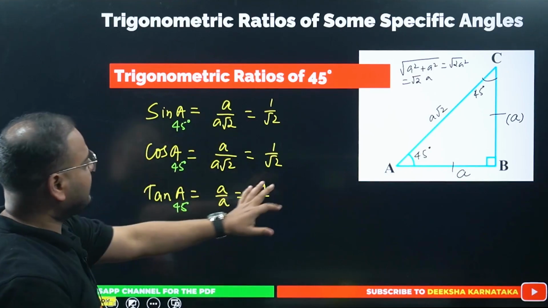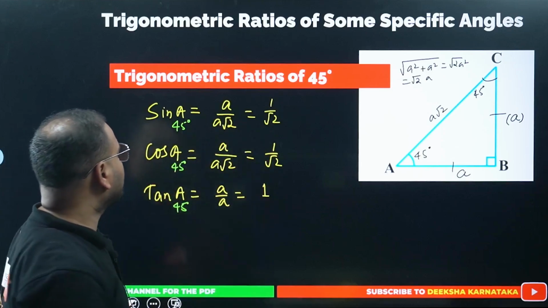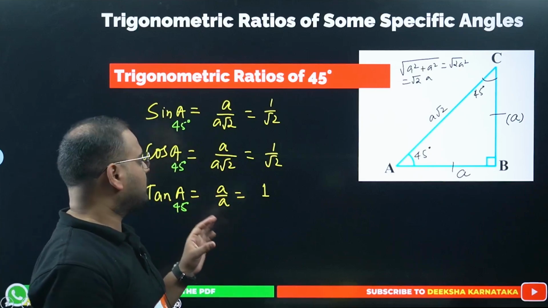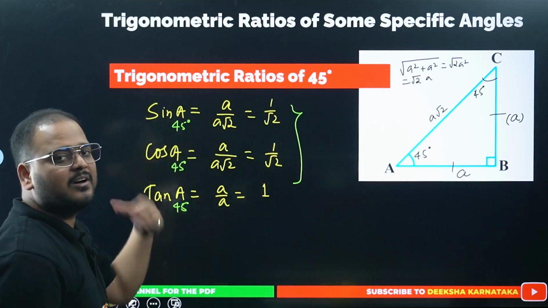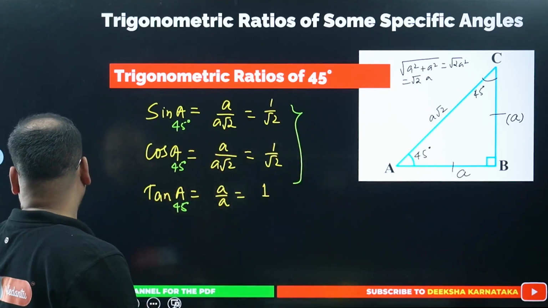So if I have taken A as reference, sine 45 is 1 by root 2, cos 45 is 1 by root 2, tan 45 is 1. I hope this is clear. We will use the table also, but I hope this is clear. For 45 degrees, the three values are here. Reciprocals, you can find out. Root 2, 1. Moving on, sir.